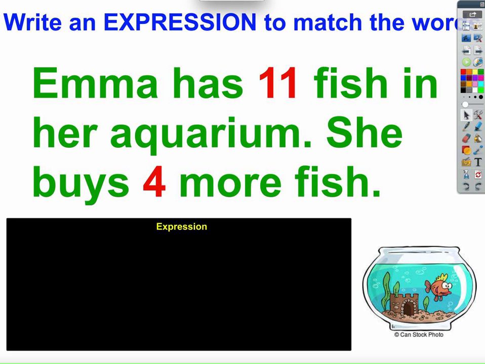We just want to write it kind of like a set of instructions on how to solve each one. So we're going to start easy here and then work a little bit harder. Emma has 11 fish in her aquarium. She buys 4 more fish. So if I was going to find out how many fish there were, basic math tells us we start with the 11 and we're going to add 4 more. So the expression for this particular problem would be 11 plus 4.